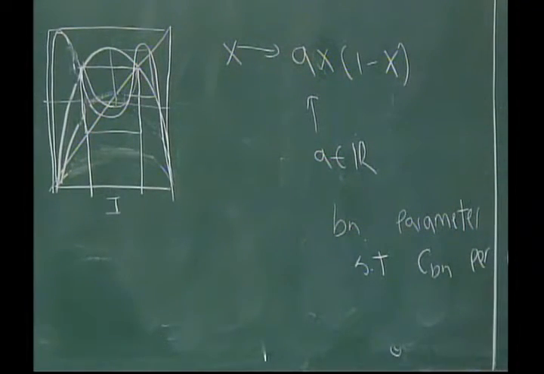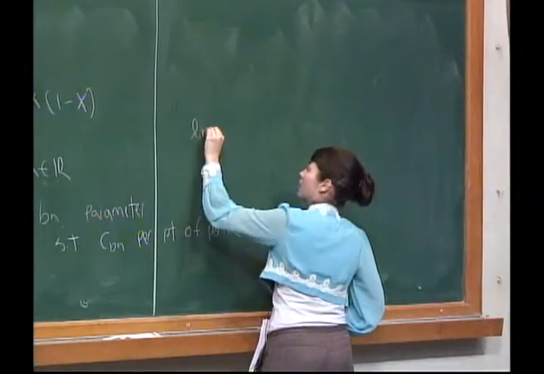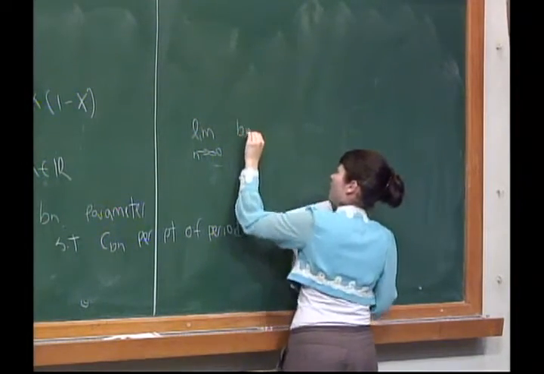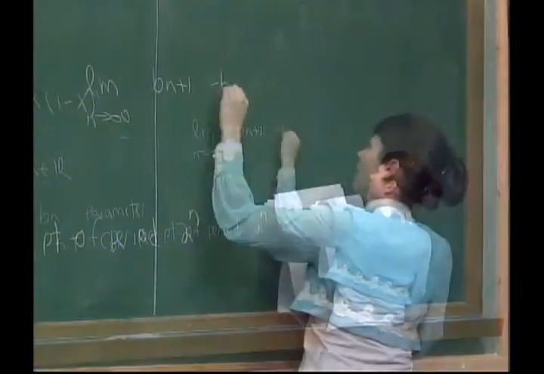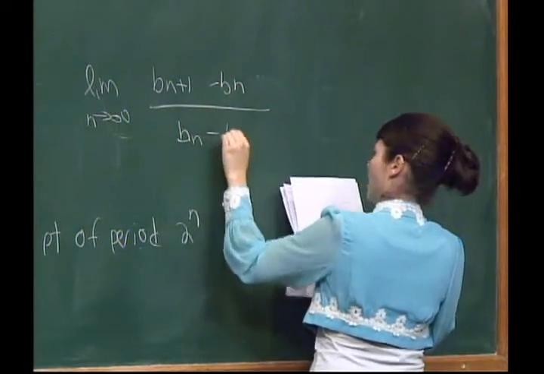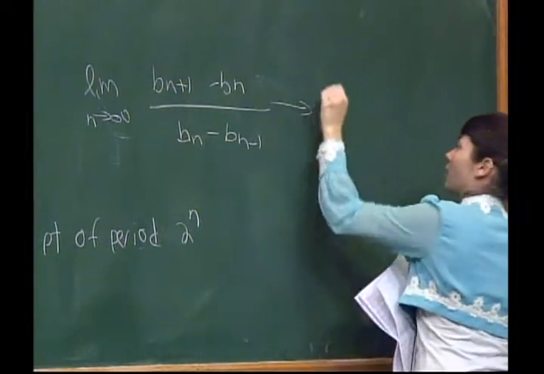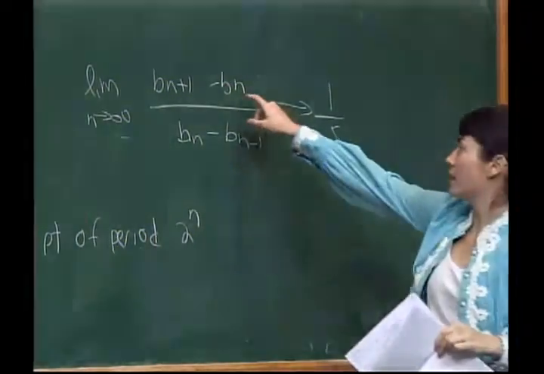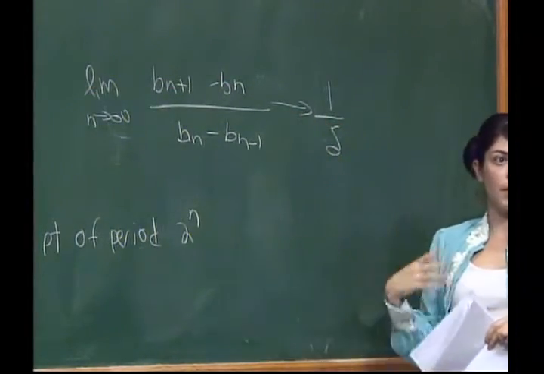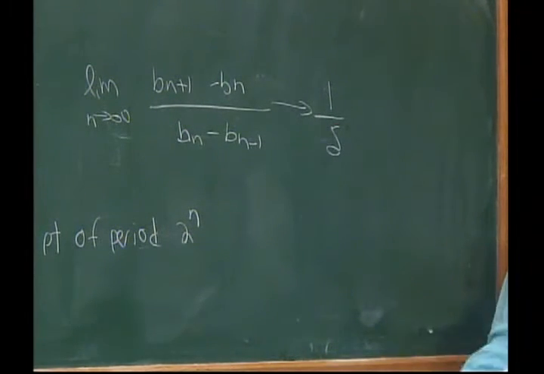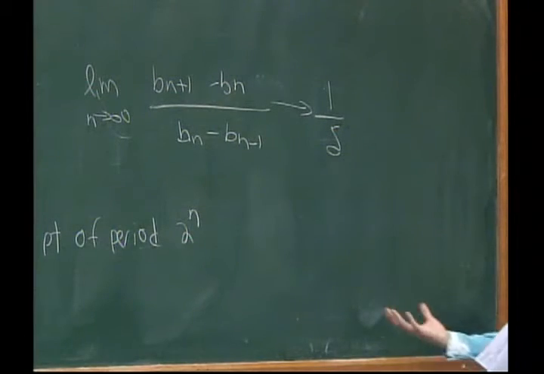So what they discovered, like numerical estimates, show the following. The limit when n tends to infinity of the sequence of these parameters, so this ratio, minus b and minus 1, converges to 1 over delta. And even though the limit where the parameters tend as a sequence depends on the family, this value is universal. So it seems to be independent of the family of unimodal maps you take.